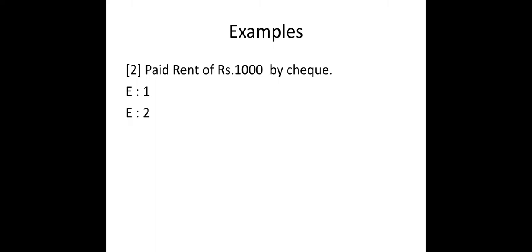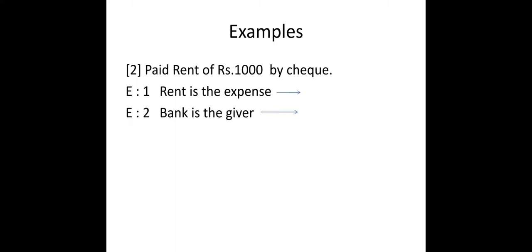Now this is very simple, students. Rent is an expense. So effect number 1: you already know, rent is the expense. And we are giving a check. Whenever we give a check, bank becomes the giver. So effect number one is like this: rent is the expense. And effect number two: bank is the giver.